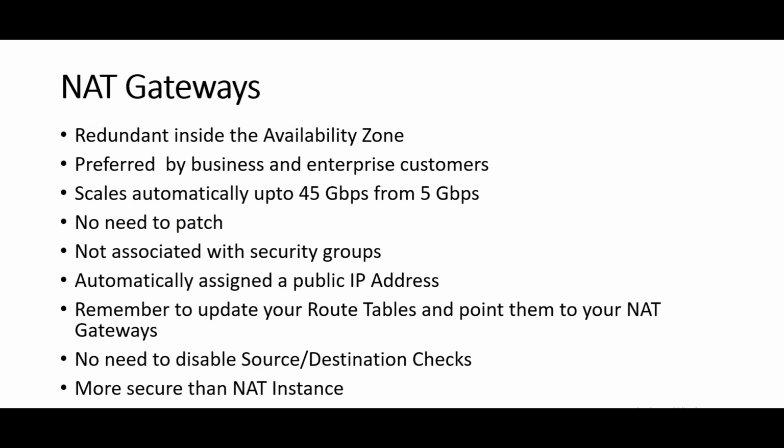What about NAT gateways? They are redundant inside the availability zone. NAT gateways cannot span availability zone. They are preferred by business and enterprise customers. They can scale automatically up to 45 Gbps from 5 Gbps. There's no need to patch them. They are not associated with security groups. They are automatically assigned a public IP address. Remember to update your route tables and point them to your NAT gateways.